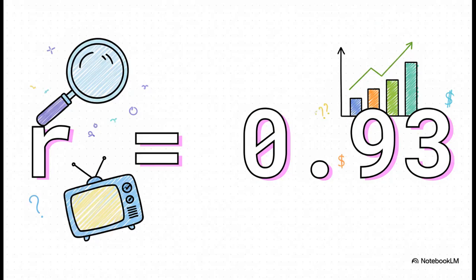And for our San Francisco electronics store, the correlation coefficient between commercials and sales is a stunning 0.93. Wow, that is an incredibly strong positive correlation. It really seems like an open and shut case, doesn't it? More commercials means more sales, right?